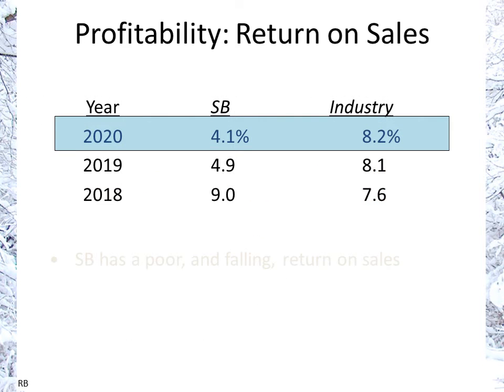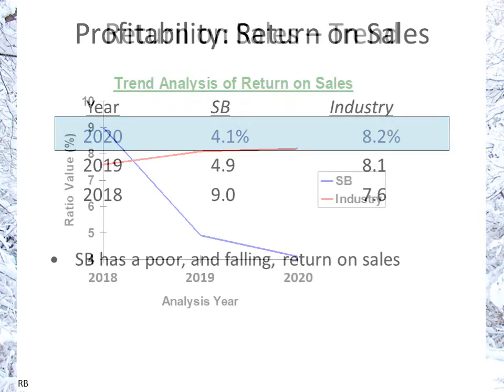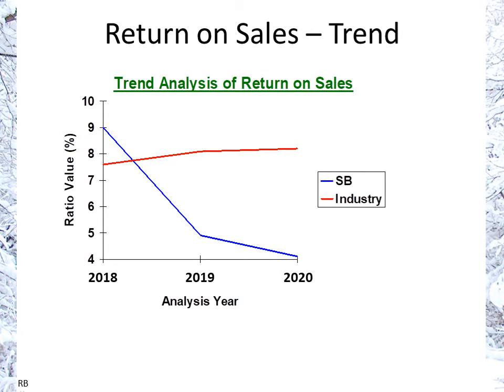But now when we compare, first of all, the trend from 2018, and you look at the industry as well, you see where things are going in the opposite direction, and in a worrisome direction for Sequoia Bonsai. So Sequoia Bonsai has a poor and a falling return on sales. Here you see it particularly graphically. And again, these are figures that we'd like to see to be high, stable, or growing.